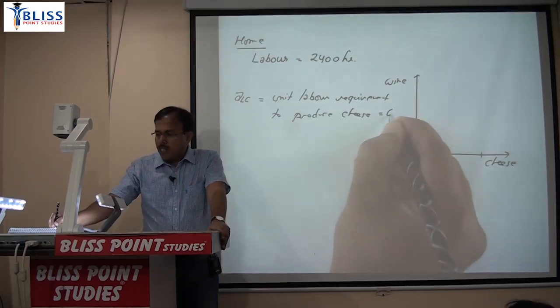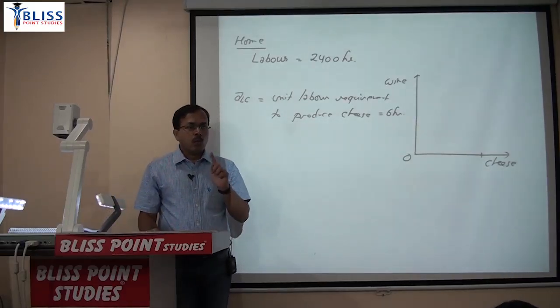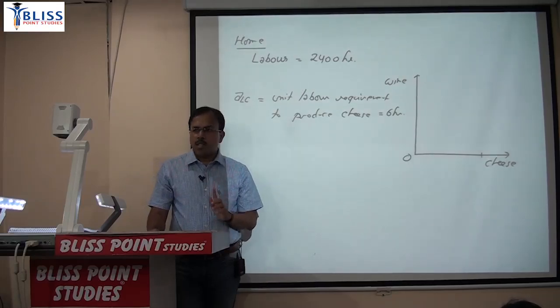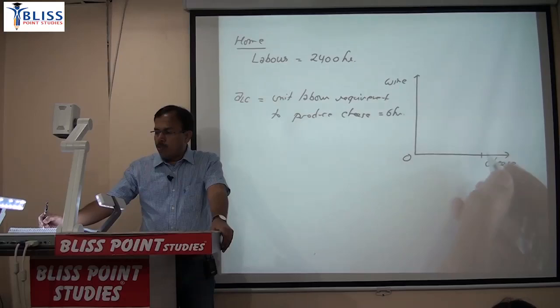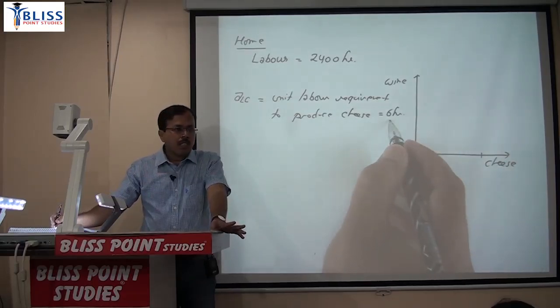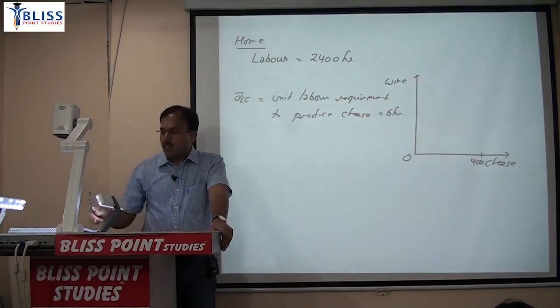Suppose if I say it is 6 hour, it means what? To produce 1 unit of cheese it takes 6 hours. So in 2400 hour how many unit of cheese can be produced? To produce 1 unit it takes 6 hour. So in 2400 you can produce maximum 400 unit of cheese and 0 production of wine. That is one possibility.